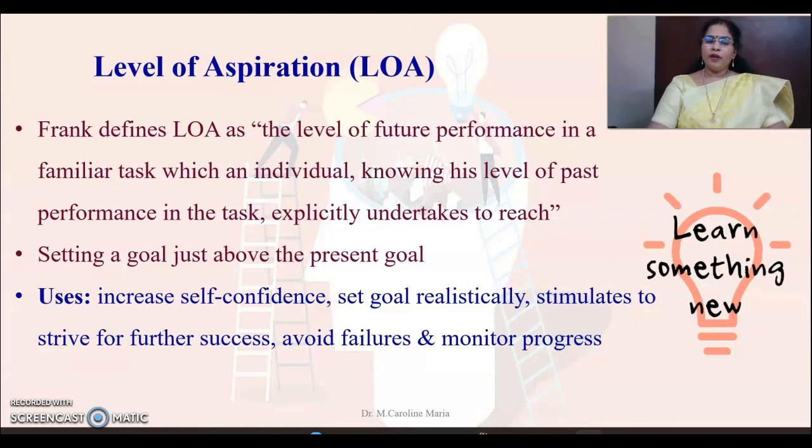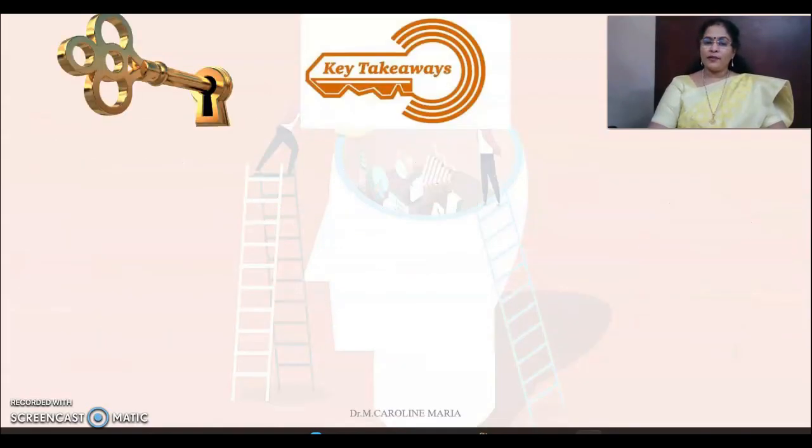The uses of level of aspiration are these. It will increase your self-confidence, because if you get up daily at 8 o'clock, set your alarm for 6 o'clock and are not able to get up, it will lower your confidence level. Rather, if you set your alarm for 7:45, or 7:30, or 7, slowly you can climb the ladder and it will improve your self-confidence. It helps you set your goals realistically, stimulates you to strive for further success and avoid failure, and you can even monitor your progress.